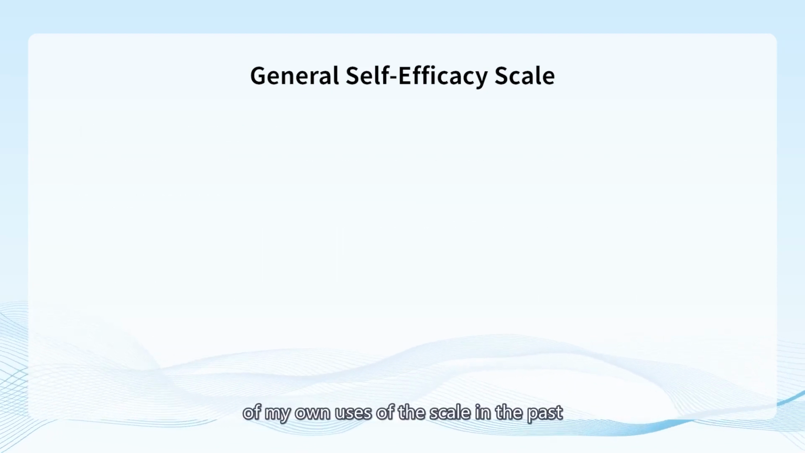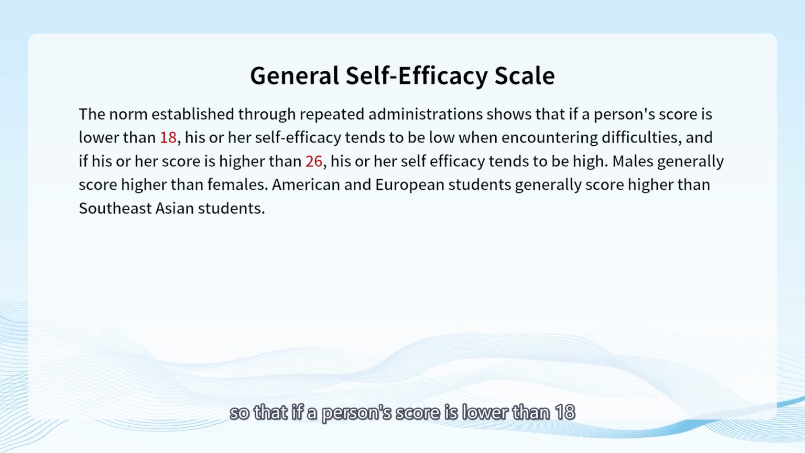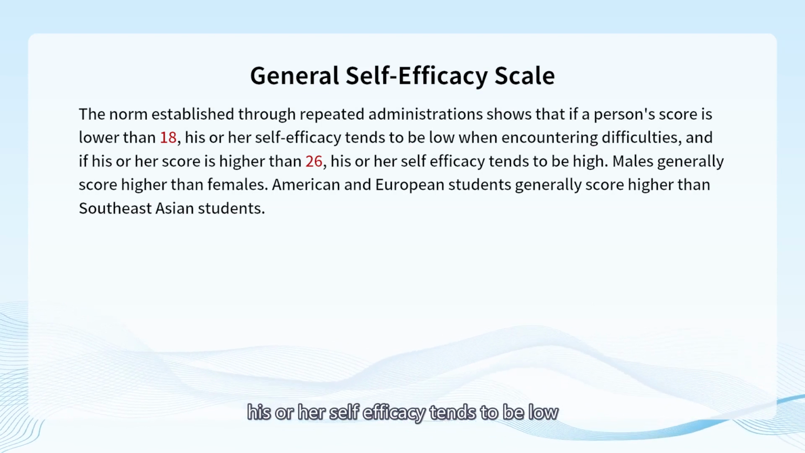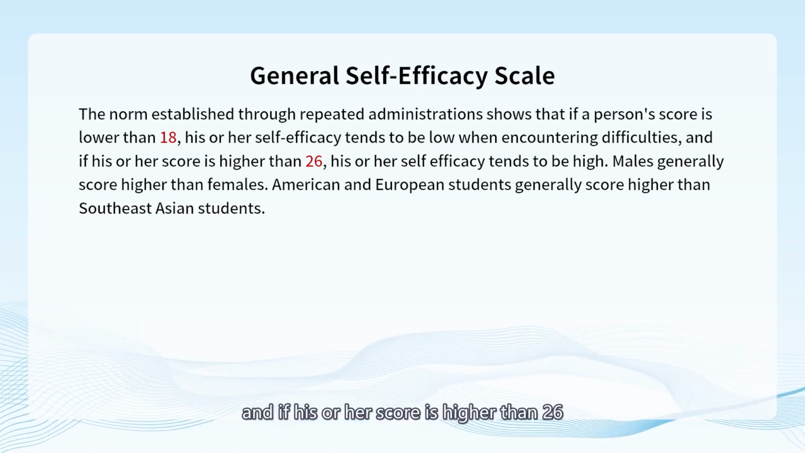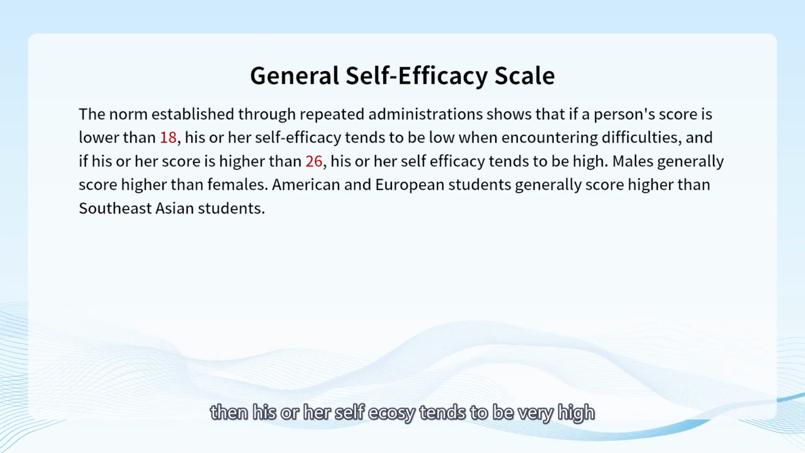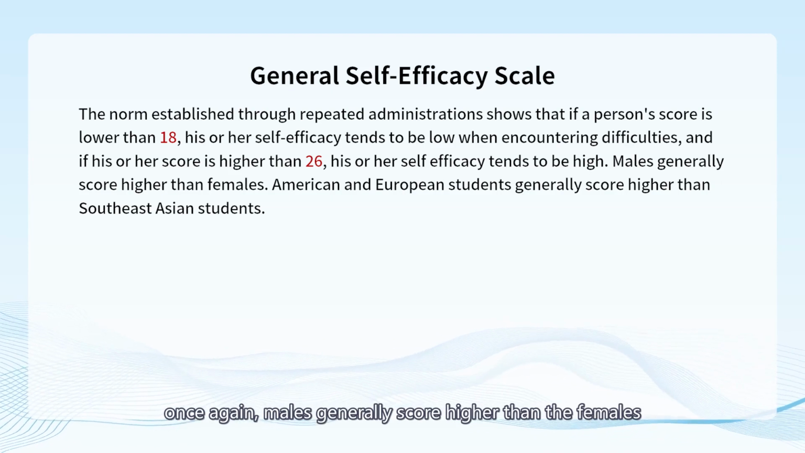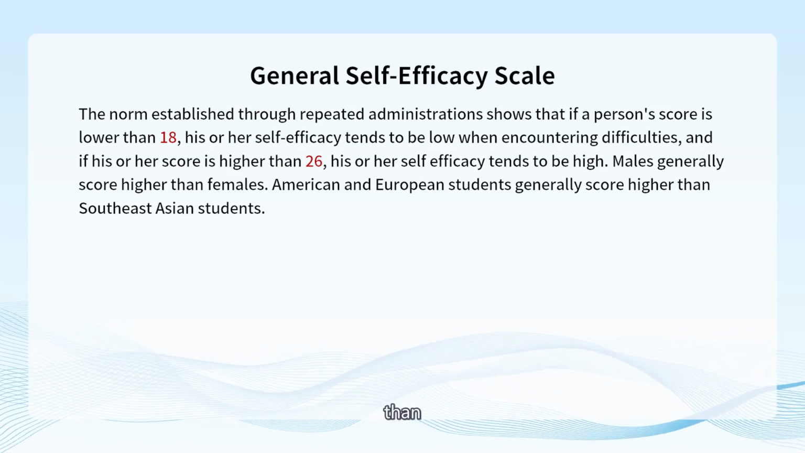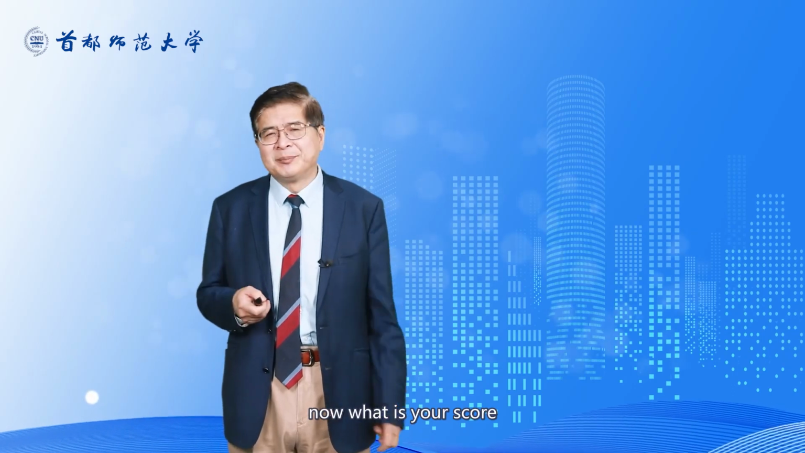From my own uses of the scale in the past, the results show that if a person's score is lower than 18, his or her self-efficacy tends to be low when encountering difficulties. And if his or her score is higher than 26, then his or her self-efficacy tends to be very high. Once again, males generally score higher than females. American and European students generally score higher than Southeast Asian students.